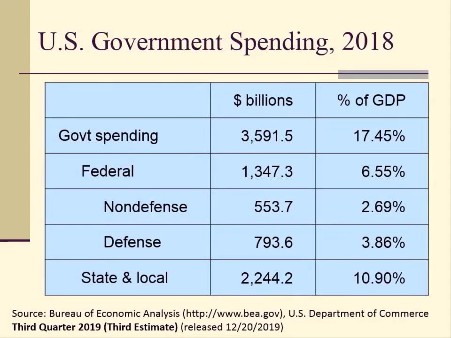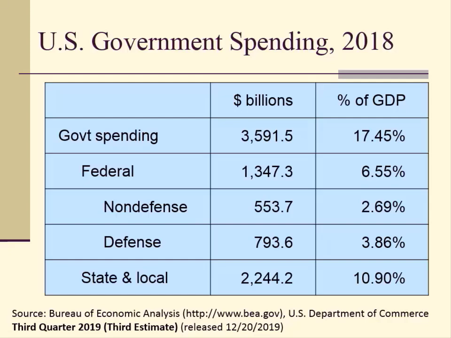This table shows the US government spending in 2018, which was roughly $3.5915 trillion, approximately 17.45% of GDP, which is roughly 1/6 of GDP. You can divide government spending into two major categories: federal, and state and local or municipal governments. Federal consisted of $1.3473 trillion, which was approximately 6.55% of GDP.